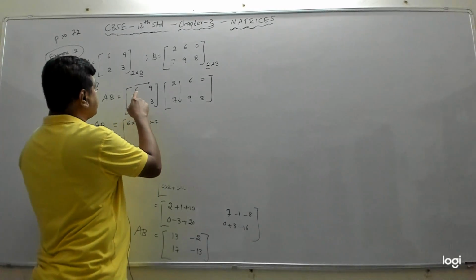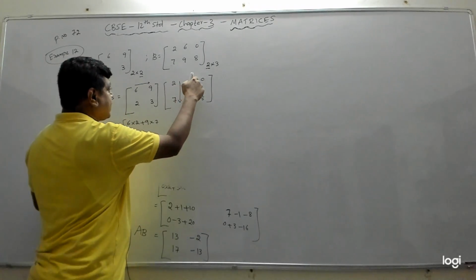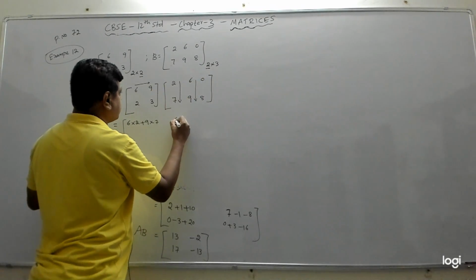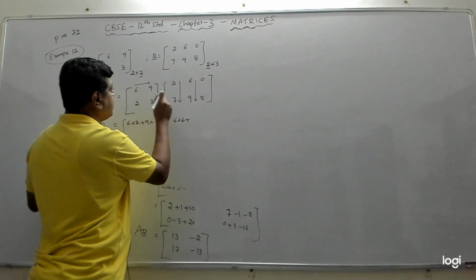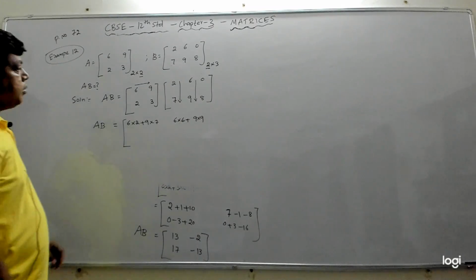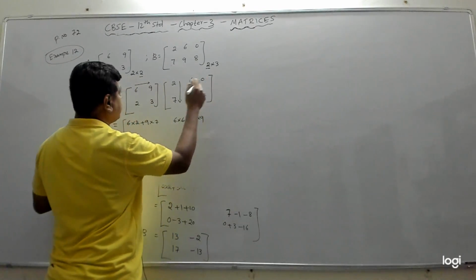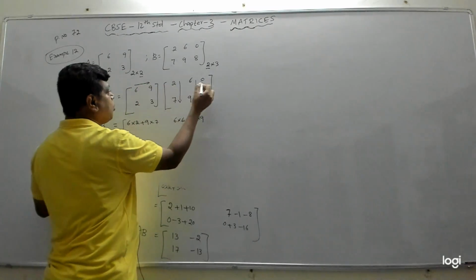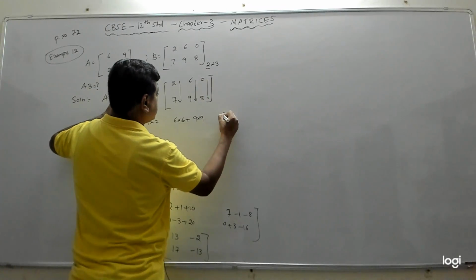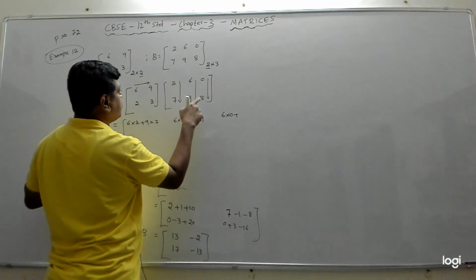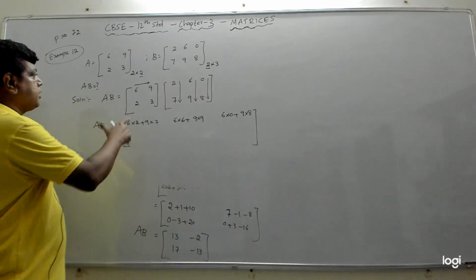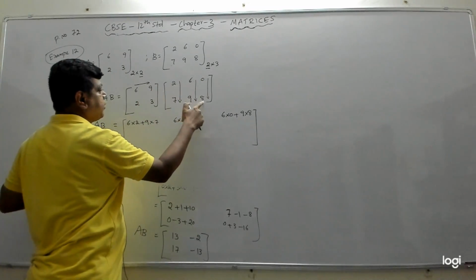Then similarly, we take the first row and second column for the second element. So 6 into 6 plus 9 into 9. Clear? Then we go to the next one, which is the first row and third column. This one we should take. So 6 into 0 plus 9 into 8.